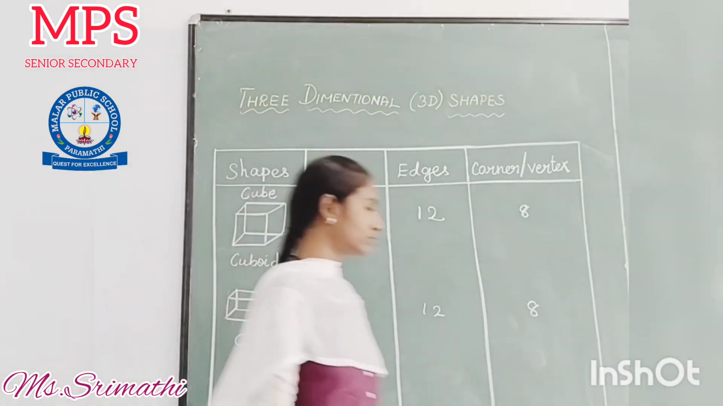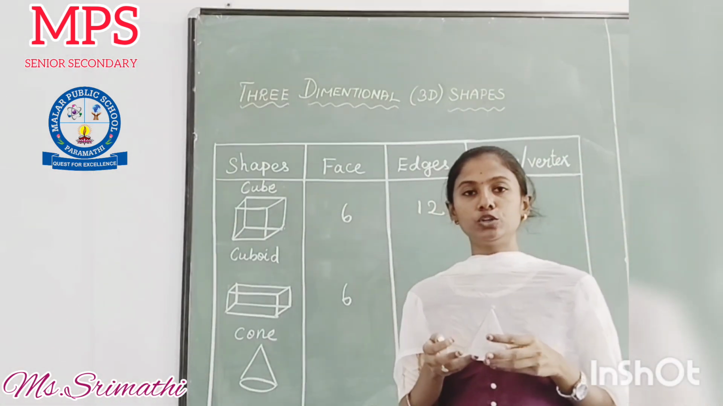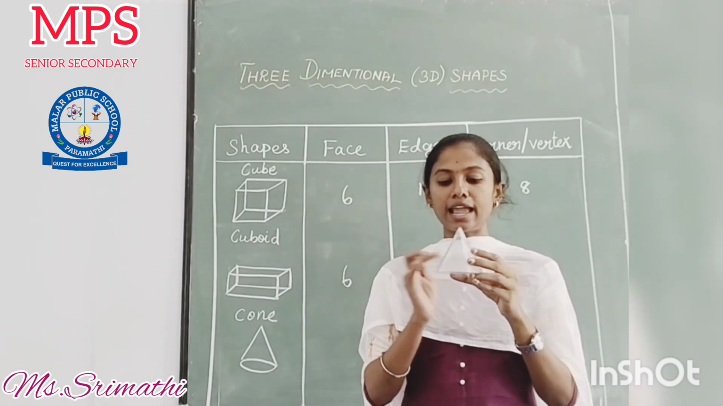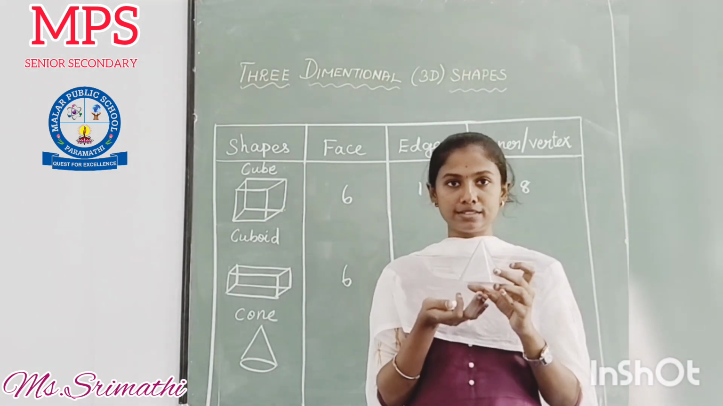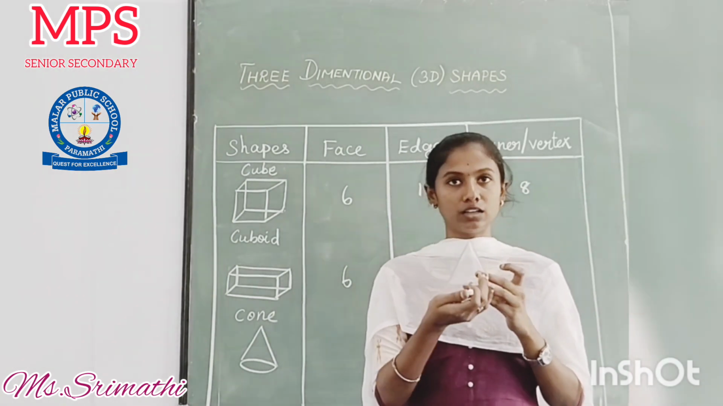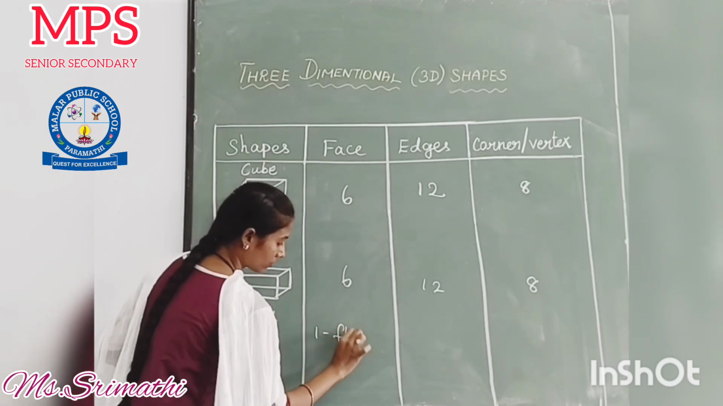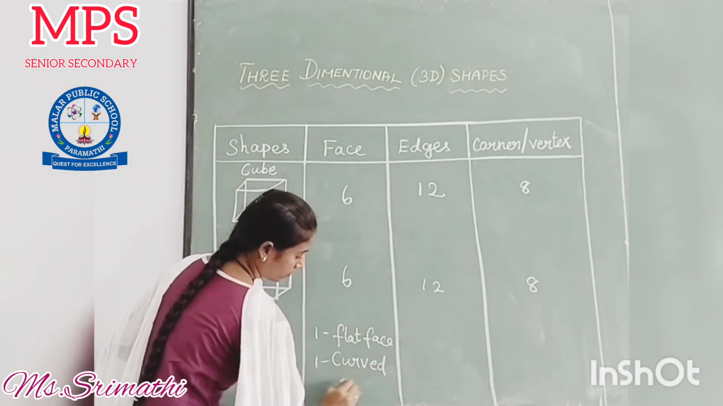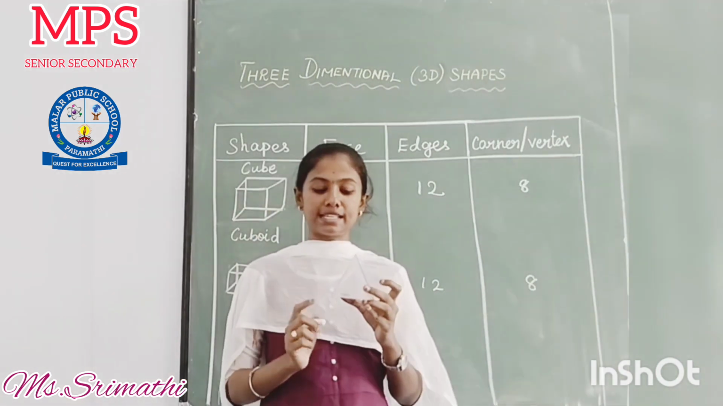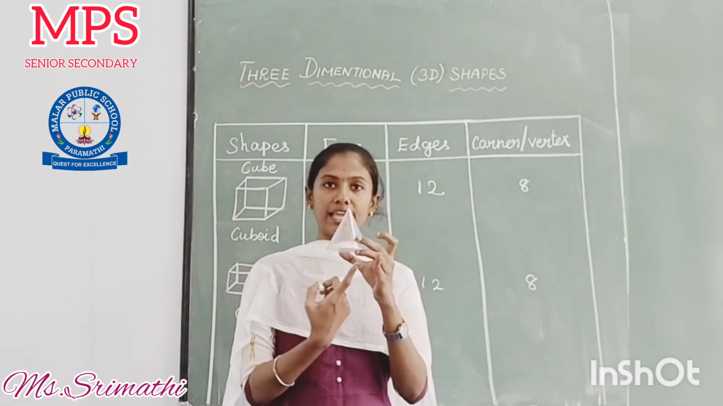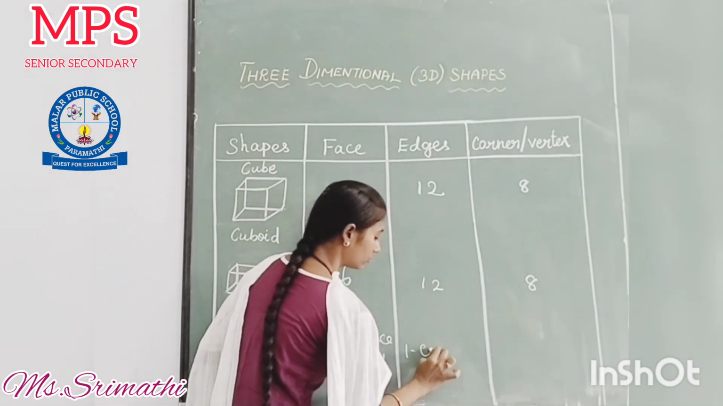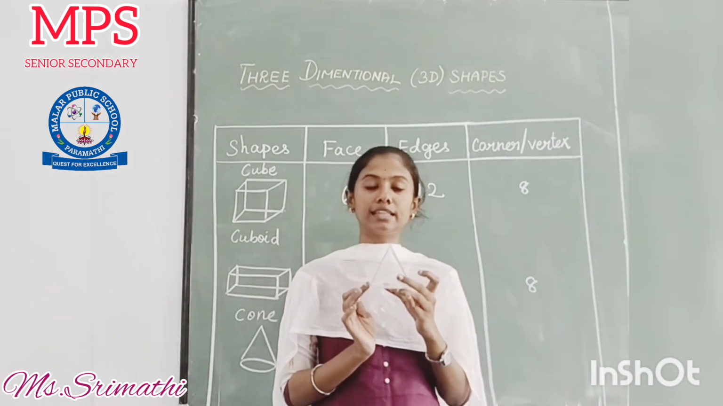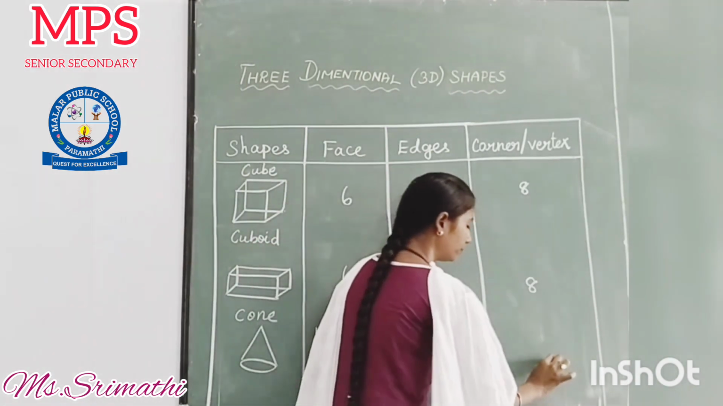Next one is the cone. I already told you the flat surface is called a face. But here we have a flat face and we have a curved surface also. So there are 2 faces in a cone, that is one flat face and one curved face. Now edges. Are there any edges here? Only one curved edge we have in the cone. Now how many corners are there in a cone? Only one corner in a cone.